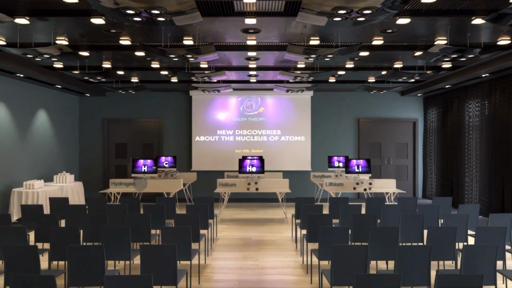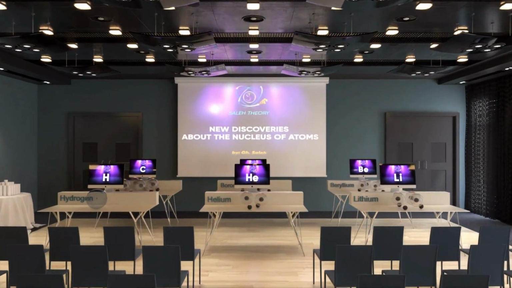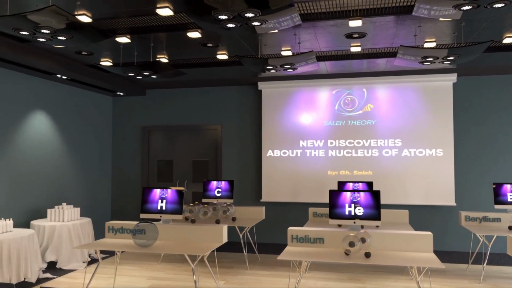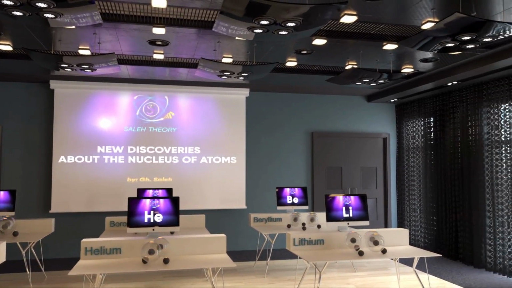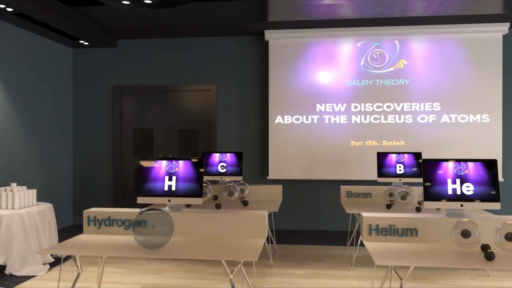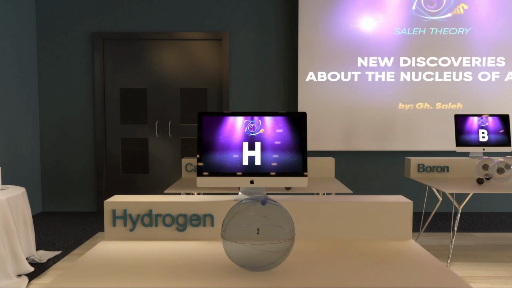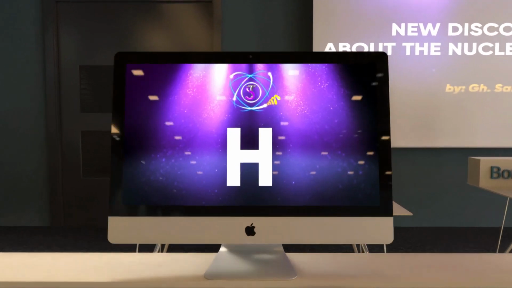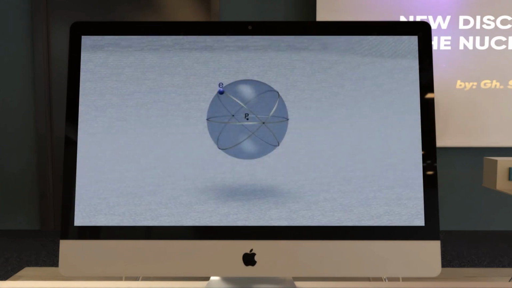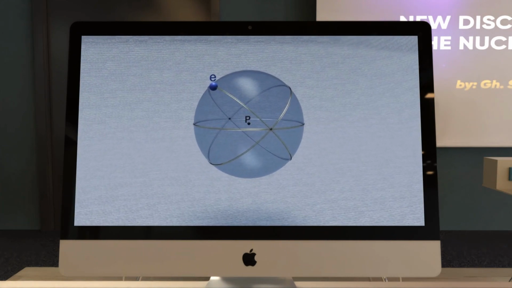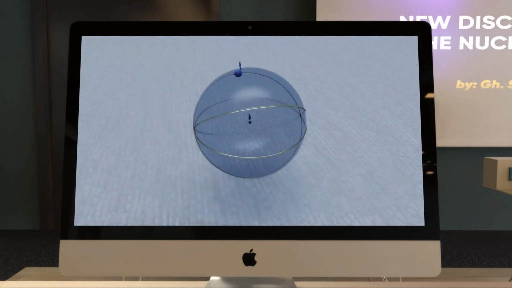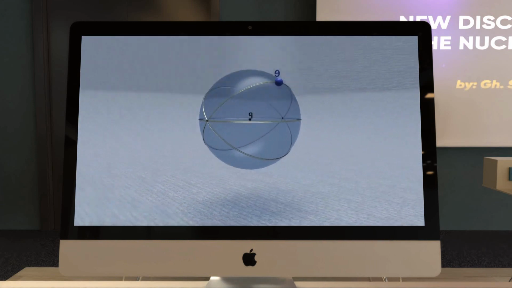Now, based on the principle of having the highest symmetry and equilibrium in the nucleus, we probe the shape of the nuclei of the elements. Hydrogen. Hydrogen, as the first element of the periodic table, has the simplest type of nucleus. But for the next element's nucleus, helium, we can imagine a model that has the highest symmetry and the best equilibrium.